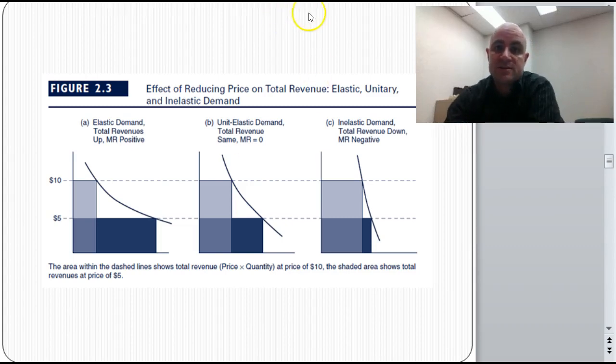So let's look at a couple of examples here. Let's say we have elastic demand, where demand is very sensitive to price changes. In three cases we're looking at where price goes down, say from 10 to 5. If it's elastic, the price elasticity of demand is greater than 1. The effect on quantity is greater than the effect on price. Let's do blue here. When the price was 10, here's our revenue, which is the price times the quantity. And when it goes to 5, this box down here is our total revenue.